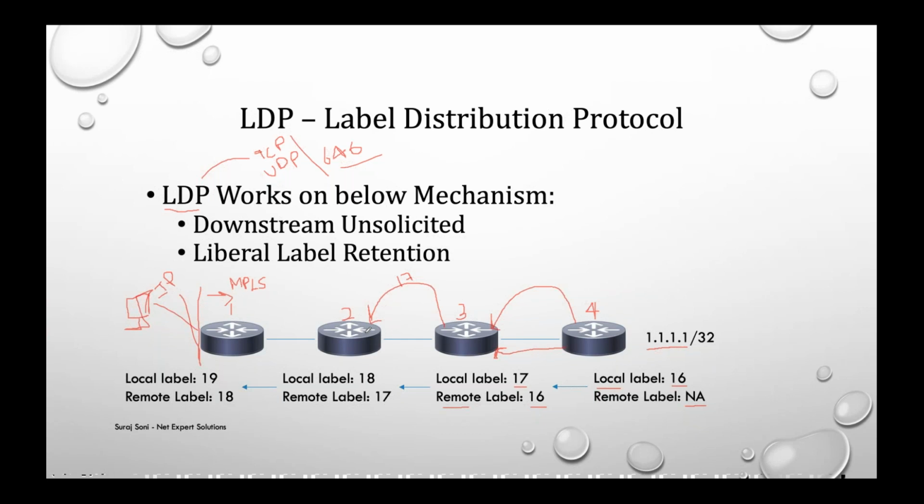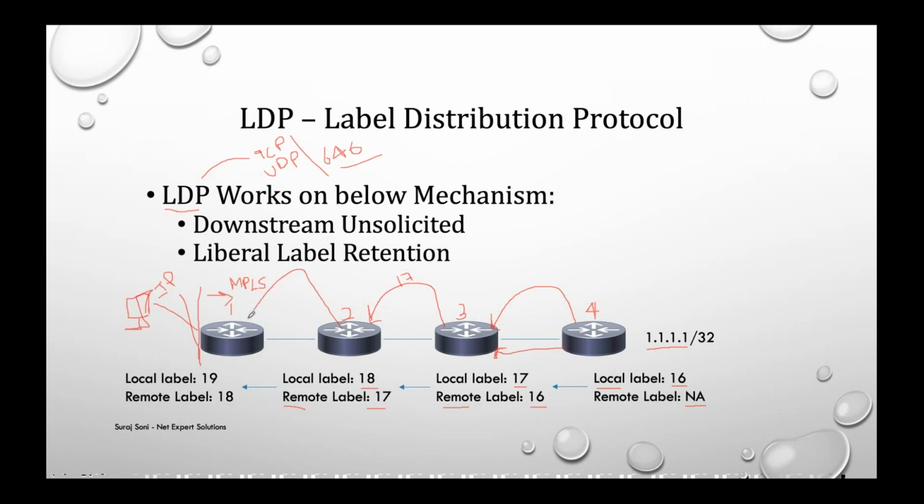R2 received it and says, okay, you have assigned 17. We are going to talk about 1.1.1.1 only, for reaching 1.1.1.1. So R2 puts 17 as its remote label because it learned this label from R3. I don't know about this myself. I will assign my own label, which is 18. Again, don't worry about these values. Sometimes these values may be the same, may be different, maybe some other range; I will explain that part later. So it first assigns 18 and puts 17 as its remote label.